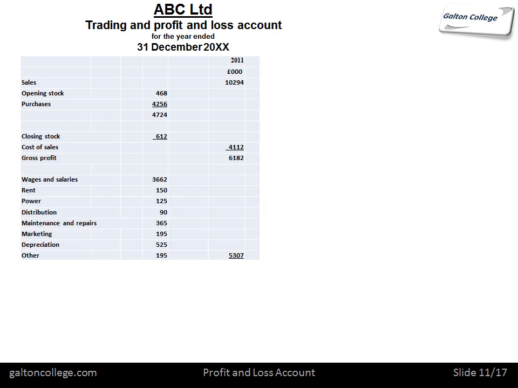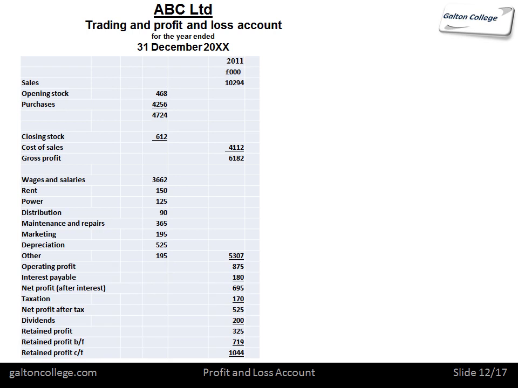We have to take away from the gross profit all of the expenses of running the business, and that will reduce it. So we have, for example, wages and salaries, rent, power, distribution, maintenance and repairs, marketing, depreciation, and others, which could be just general office expenses or some other form of costs. So when you tot up all of those, it comes to 5,307. Now, if we subtract the 5,307 from the gross profit, 6,182, we get an operating profit of 875.